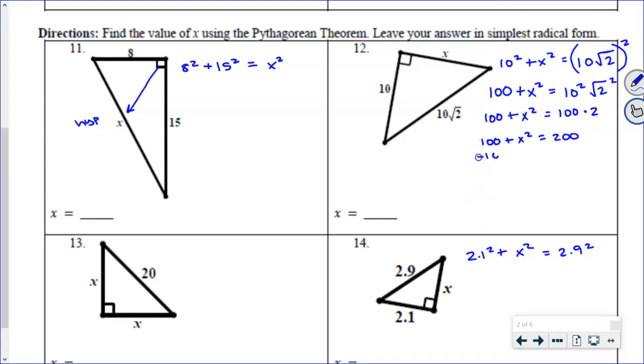We're going to subtract 100 from each side to get that x squared alone. And we have x squared is equal to 100, which we can then take the square root of each side and know that x is equal to 10. So again, it's not a hard problem, but you have to be aware of the relationship between those numbers. Square the whole entire hypotenuse and be careful with how you use your calculator to do that.